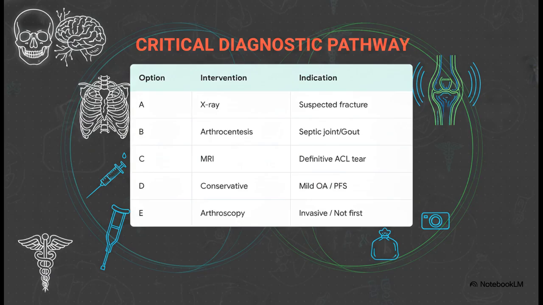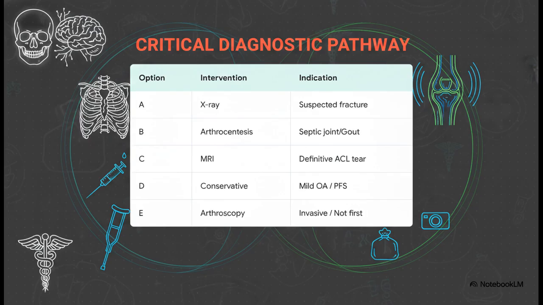Option A, an X-ray. Well, that's first line if we suspected a fracture based on the Ottawa knee rules, right? But it won't definitively assess a soft tissue ligament tear. Option B, arthrocentesis. This is absolutely mandatory if we suspected a septic joint with a high white count or maybe a crystalline arthropathy like gout, but it is not the next step for acute trauma with hemarthrosis. Now, option D, conservative management. This is appropriate for mild osteoarthritis or patellofemoral pain syndrome, but it's completely inadequate for a massive acute hemarthrosis in a young athlete. And option E, diagnostic arthroscopy. It's just too invasive and is no longer the standard first diagnostic step, so this leaves us with option C.